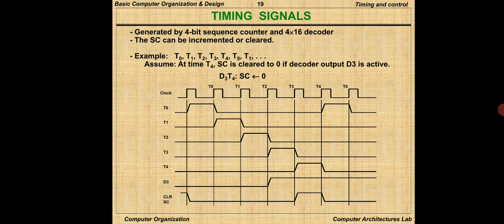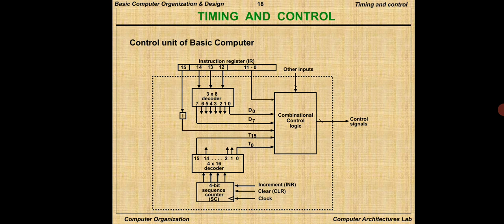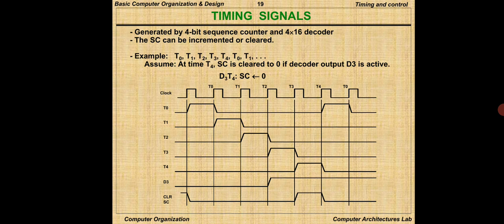Now what we will be doing here: if the decoder output D3 is active, that is, in this 3/8 decoder the output is D3. If D3 has been activated, what you are going to do is clear the sequence counter. So when D3 is activated, you are going to clear the sequence counter, and D3 will be activated at what timing state? At the T4 state. At the T4 state, your D3 will be activated and your sequence counter will be set to 0.